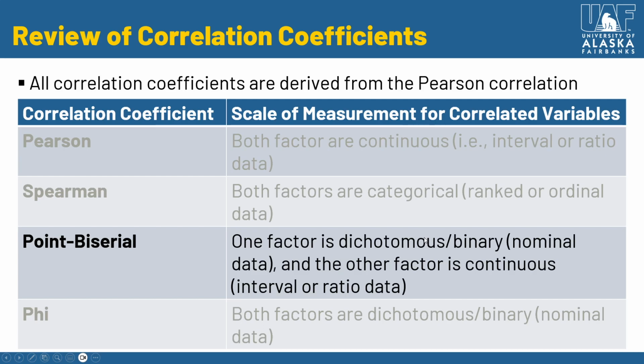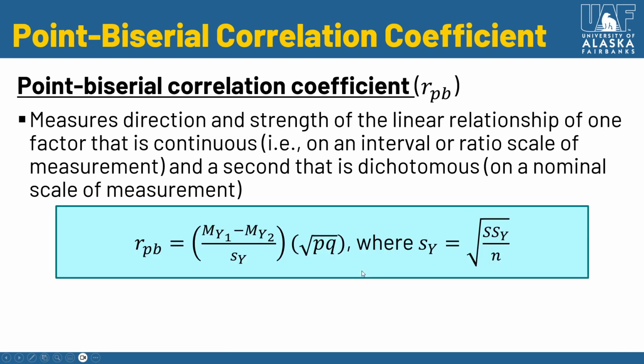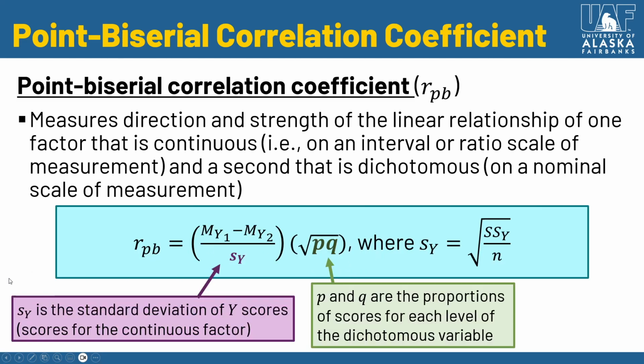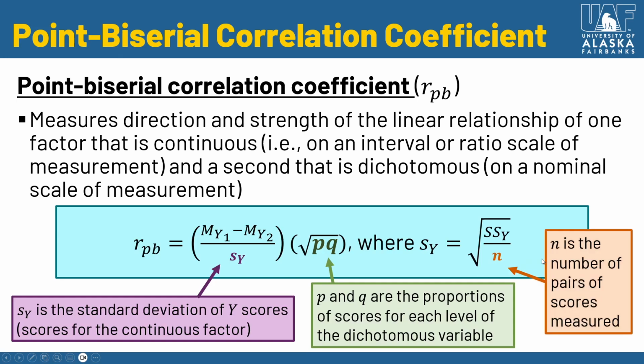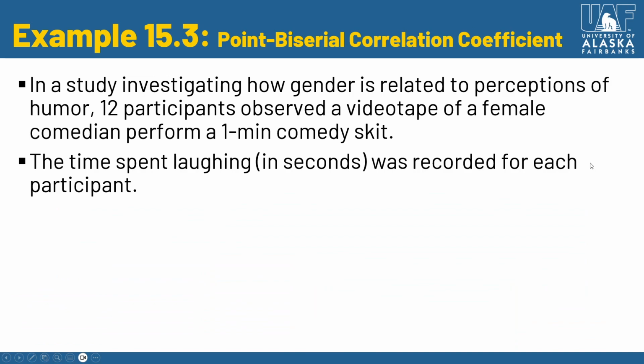Yeah, in this case, we have a dichotomous and a continuous variable. So point-biserial correlation. Formula. Let's see. This is the standard deviation of y-scores. P and Q are the proportions of scores for each level of the dichotomous variable, and n is the number of pairs of scores measured. So let's go into an example here.